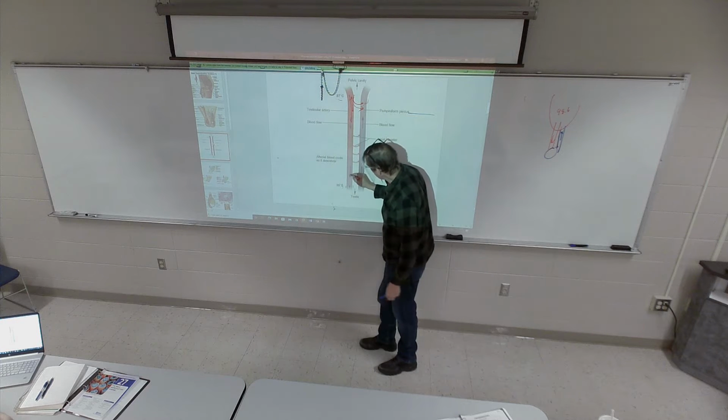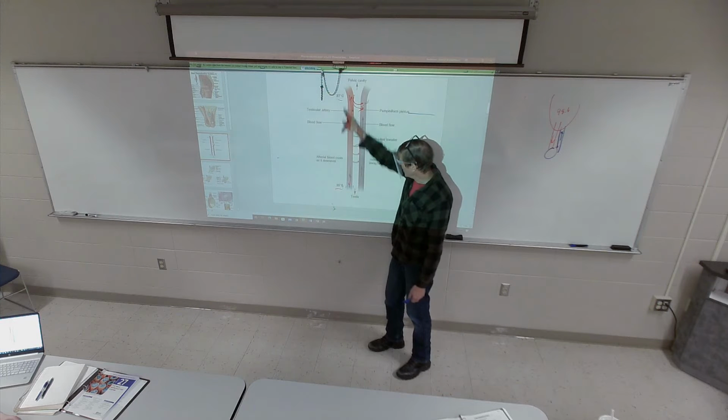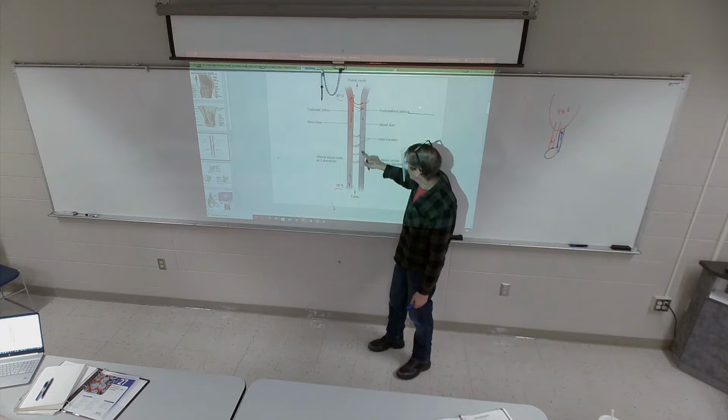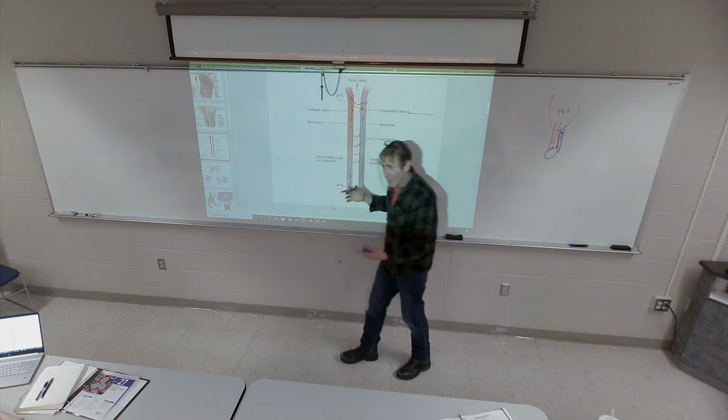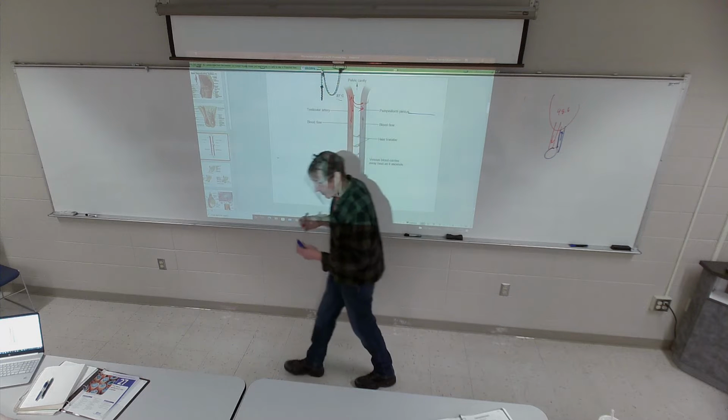And then by the time this blood reaches the testes, some of the heat has been removed. Notice it starts at 37, ends at 35. In a similar manner, this cool blood coming back from the testes, you're actually warming it up before it gets back to the body. So it's a way to kind of take the heat and move it from the arterial blood over to the venous blood so you don't overheat the testes.